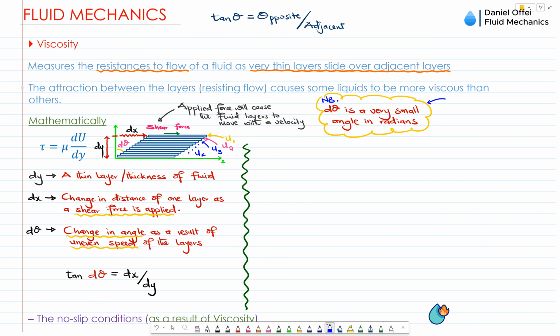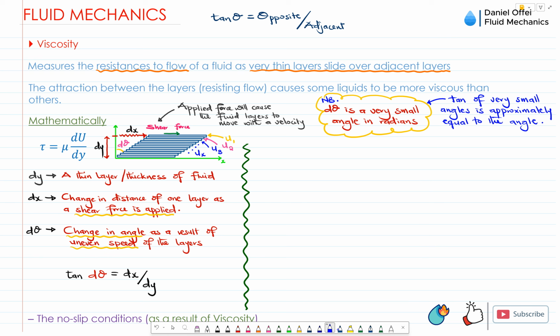Now the tan of small angles, especially in radians, is almost the same as the angle. So let's say the tan of 0.0005 in radians is equal to 0.0005. So that we can write tan of d theta is proportional to d theta. When we do this, our formula now becomes d theta equals dx over dy.